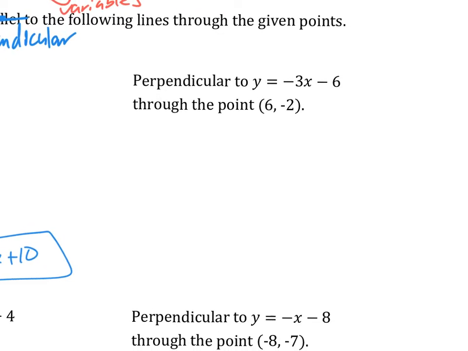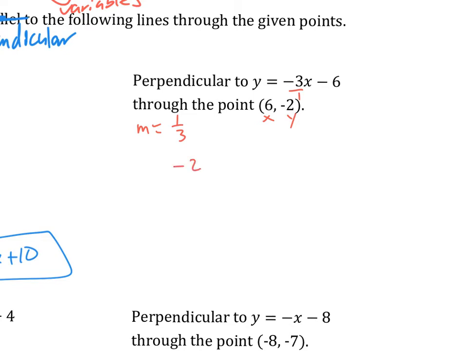Let's look at this next one. Perpendicular to y equals negative 3x minus 6 through the point 6, negative 2. So our slope, first of all, is going to be, well, this is negative 3 over 1. So it's going to be a positive 1/3. And then this is our x and our y. So we'll plug those into our equation.